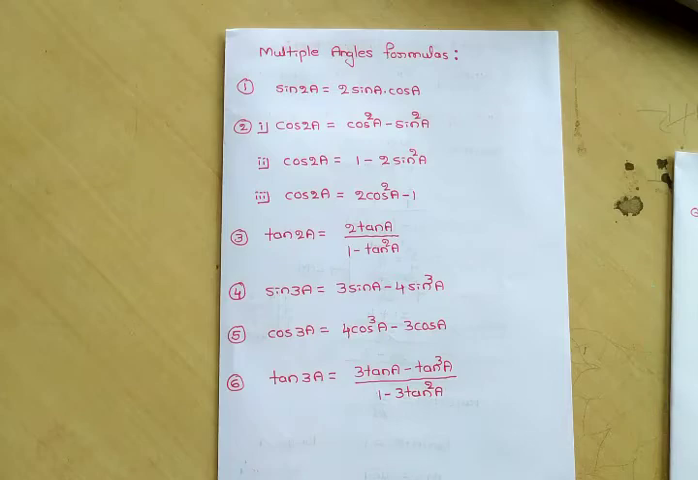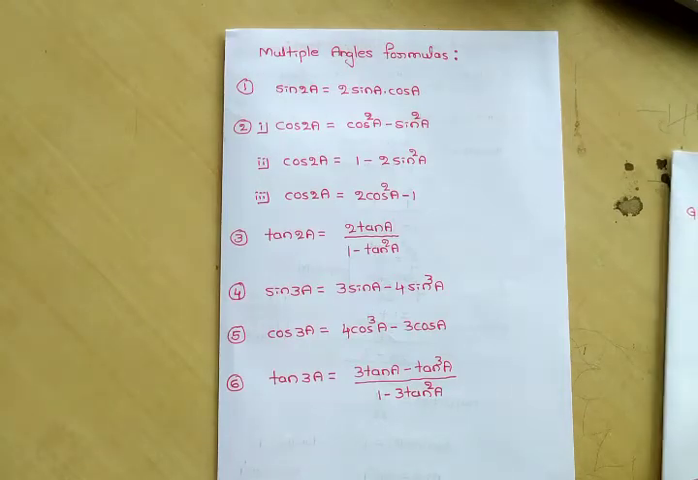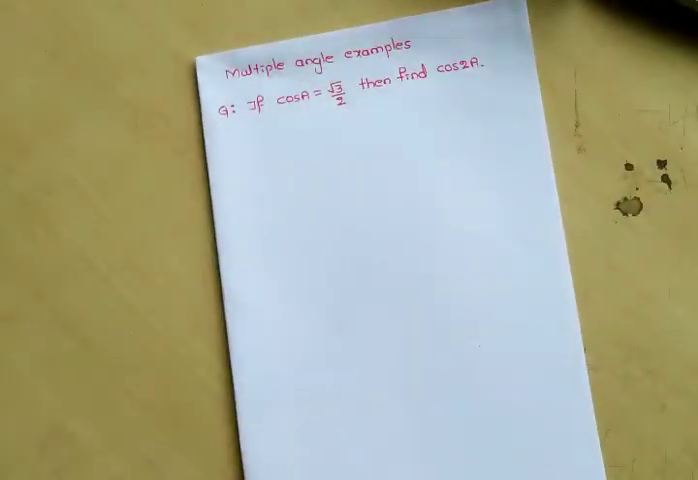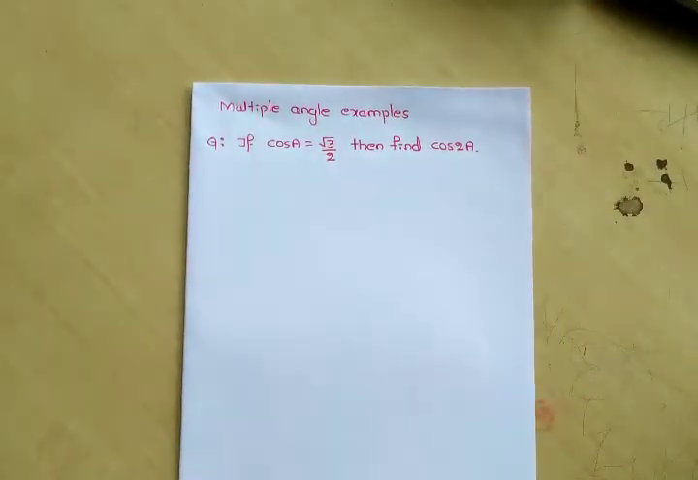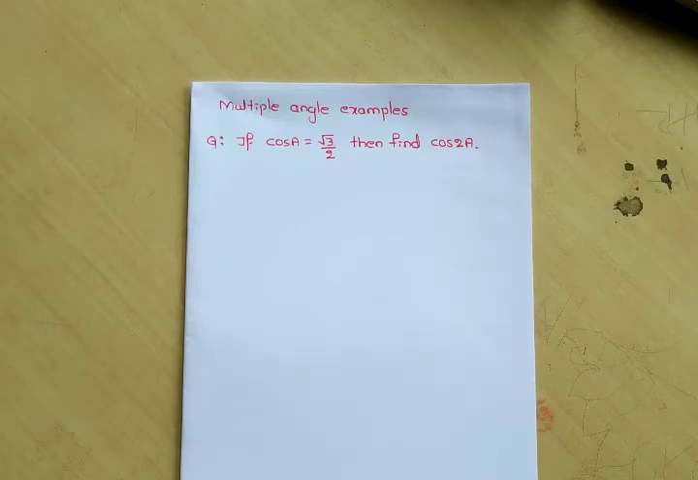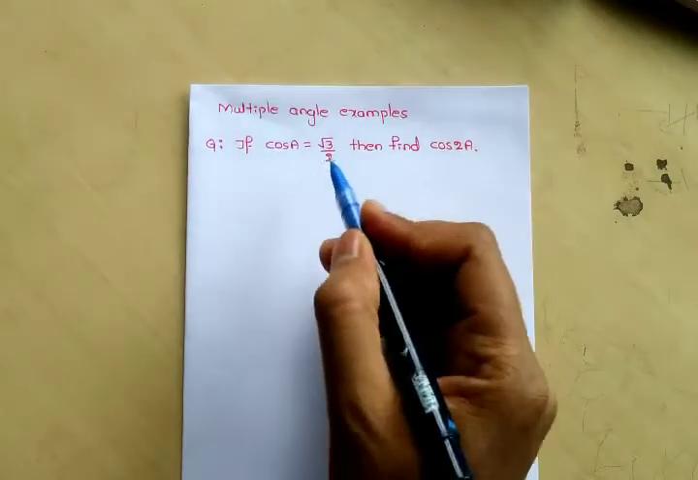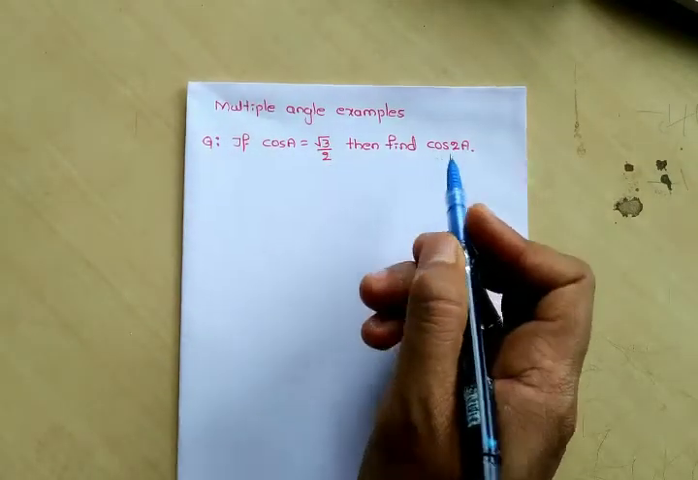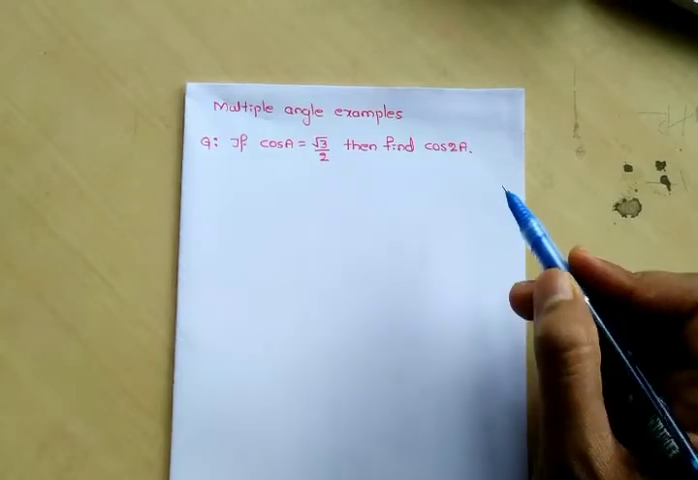Okay, next we will see the examples using multiple angles. Here is the example. In the first one, if cos a is equal to root 3 divided by 2, then we need to find the cos 2a value.